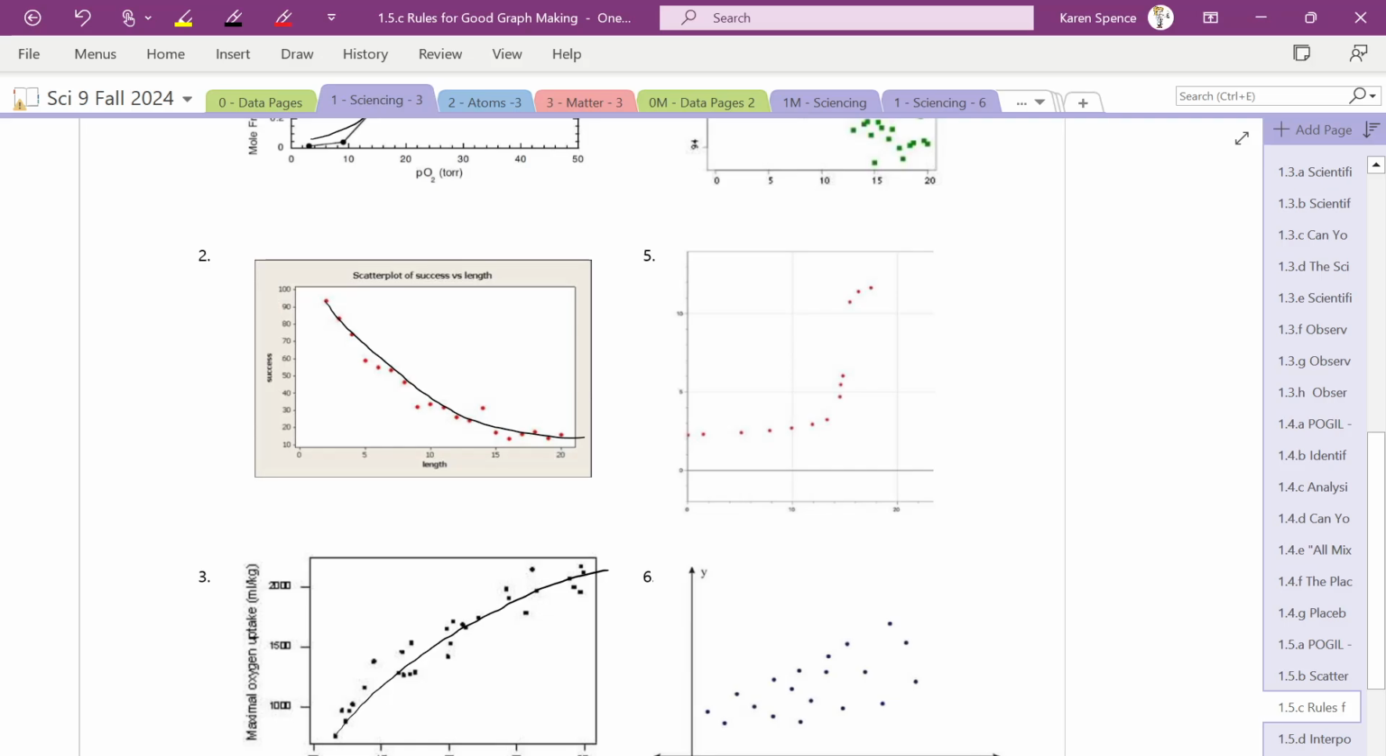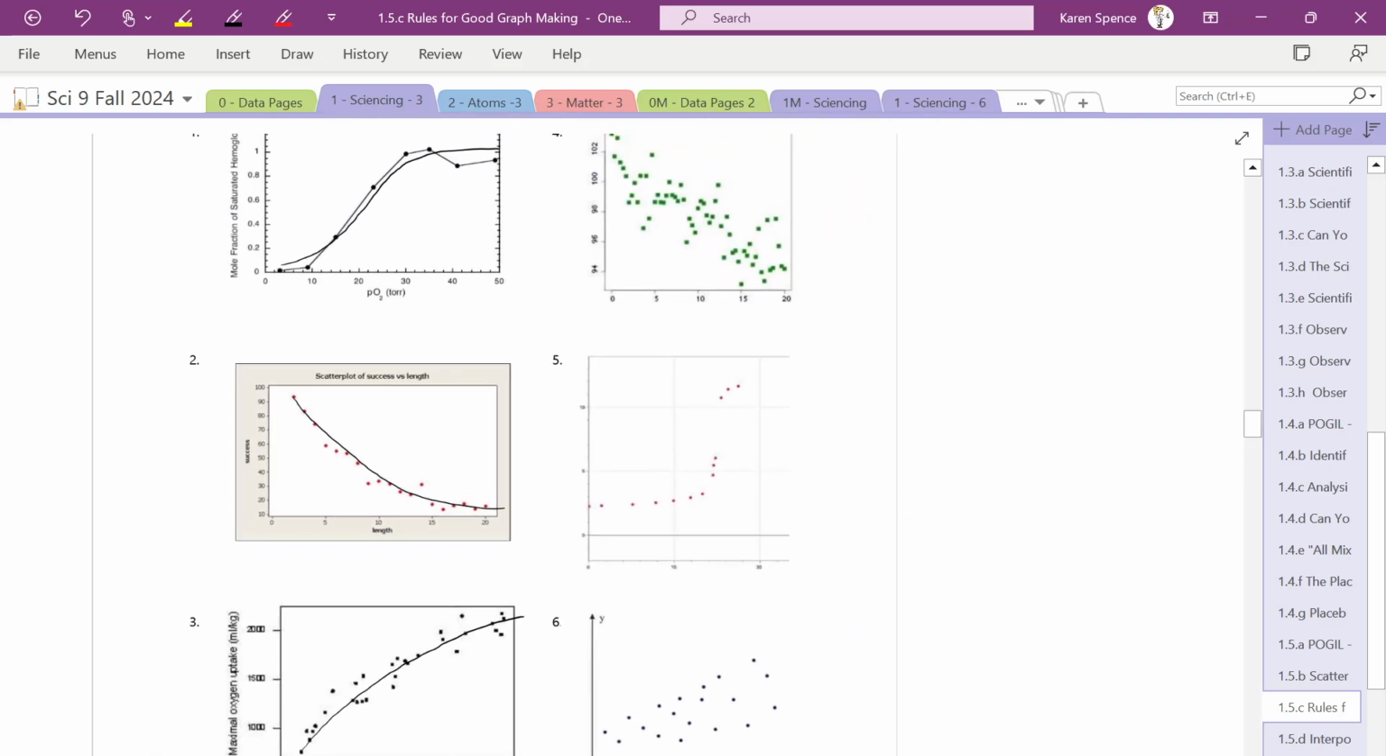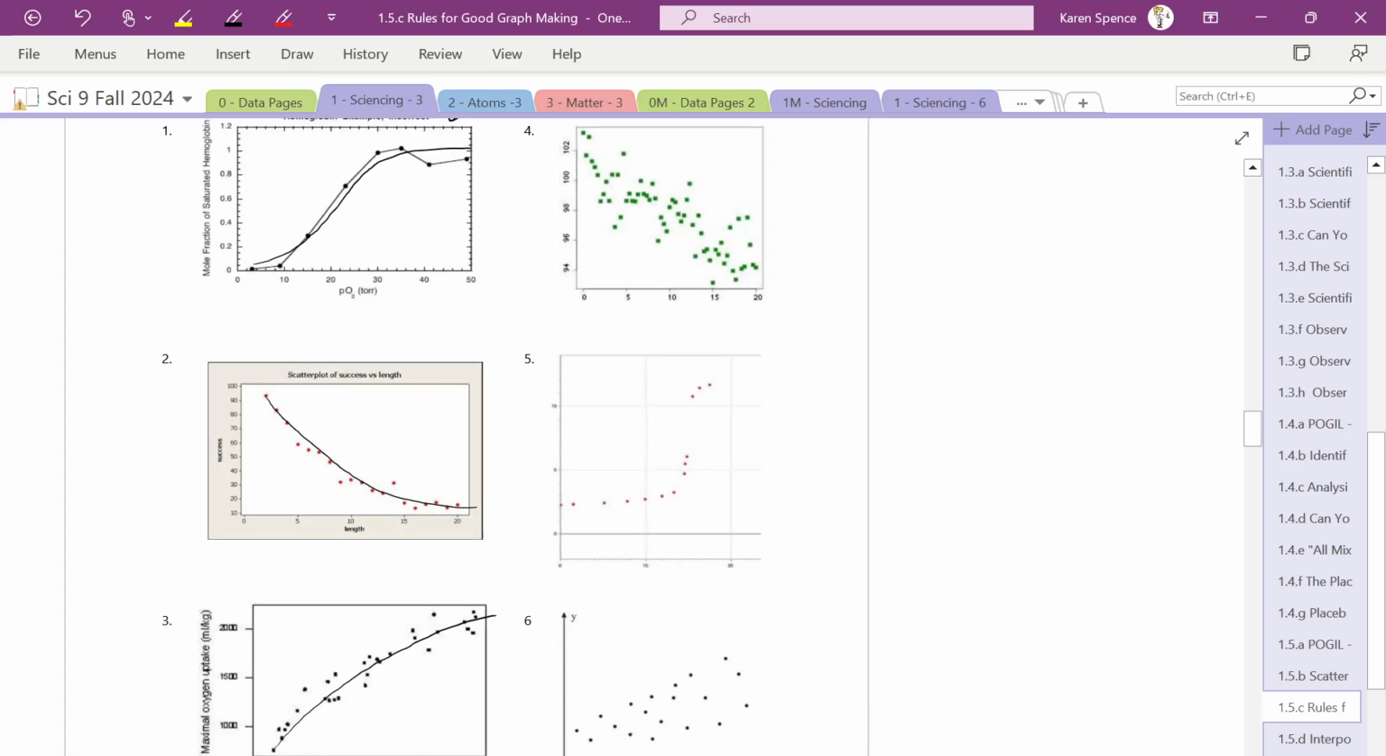So for these ones, the first 3 are up there. So you can copy those. I'll make it a little bit smaller so you can see all 3. And then you're going to do the ones on the right-hand side yourself. Okay?